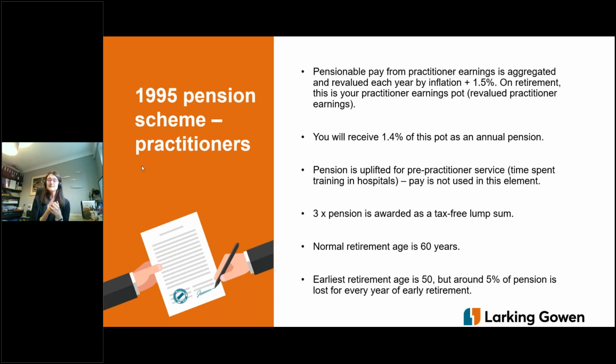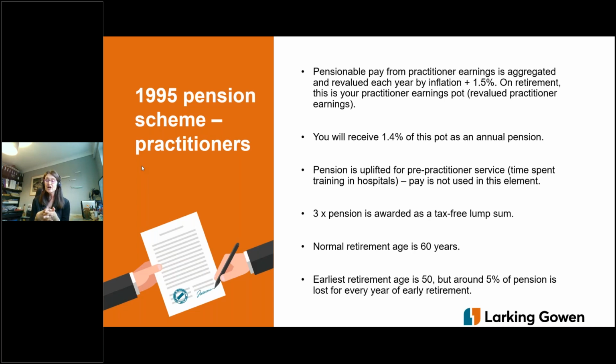The 1995 pension scheme also comes with a tax-free lump sum, which is automatically 3 times the pension. So if your annual pension is coming out at 40 grand, then the tax-free lump sum is 120 grand. You are able to give up some annual pension, so reduce the 40 grand in this example, give up some annual pension at retirement to give yourself a bigger tax-free lump sum.